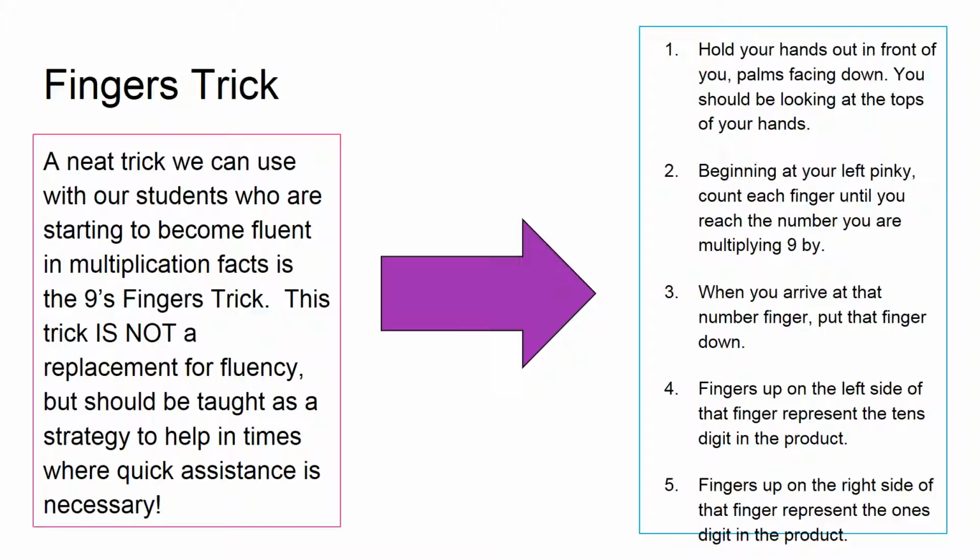Then I look at my hands and I look at the fingers that I have left standing up. Any fingers that are still standing on the left side of the finger that I put down is going to represent the tens digit in the product. So in the case of 9 times 5, I have 4 fingers left standing on the left side. That means my tens digit is going to be a 4. Then I'm going to look at the number of fingers left on the right side of the finger that's down. In the case of 9 times 5, it's going to be 5 fingers. That means the ones digit is a 5, making my product 45.